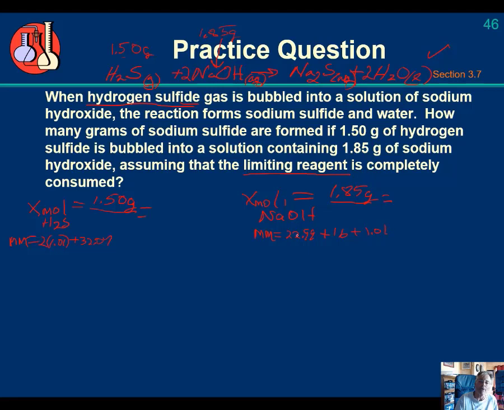Now, I happen to know this works out very well to a nice round 40.00 grams per 1 mole. And hydrogen sulfide works out to 34.09 grams per mole. All right, so I'm going to go ahead and work that out in both particular cases.